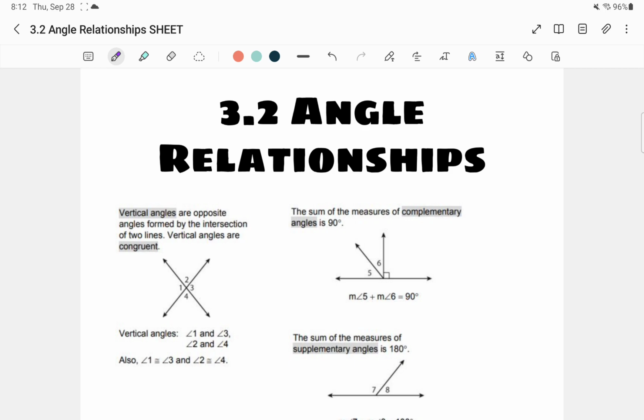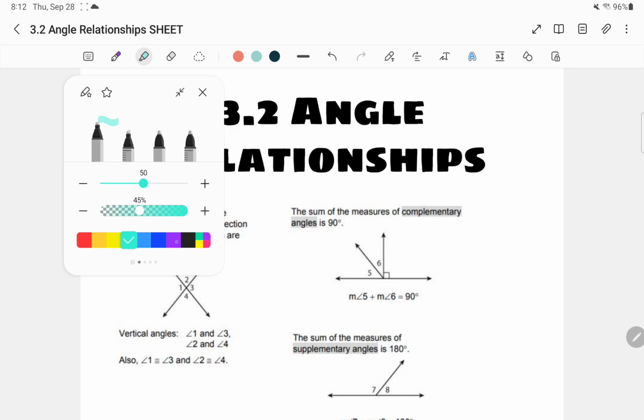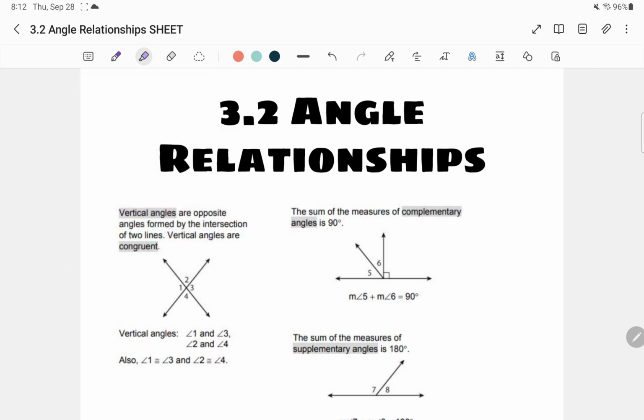So there are three types of angle pairs we're looking at in this lesson. The first kind are the vertical angles, which means they are opposite each other and they are also congruent. Vertical angles are always congruent to each other, meaning they are equal to each other.